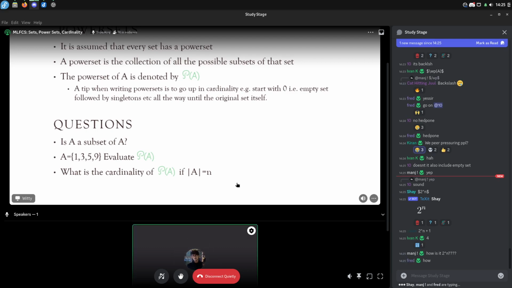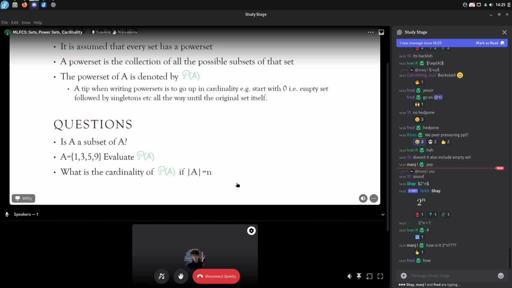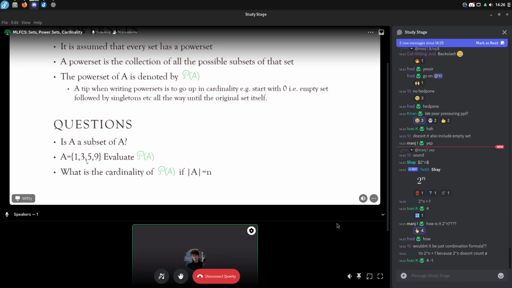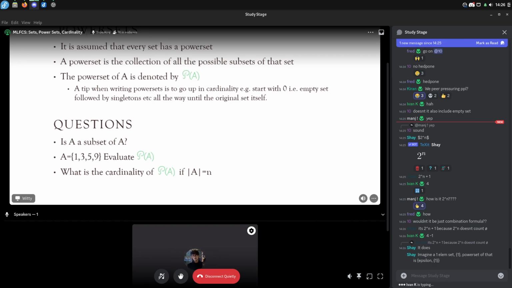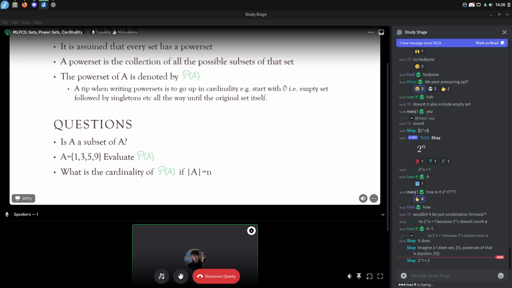How is it 2 to the n? Because, well, say a set with 2 elements, just 1 and 2 in it, right? So you have the empty set, and then you have {1}, then {2}, and then {1, 2}. That's 4 elements in the power set, and we had 2 in the original set, so 2 to the 2 is 4. And therefore, the cardinality is just 2 to the n.